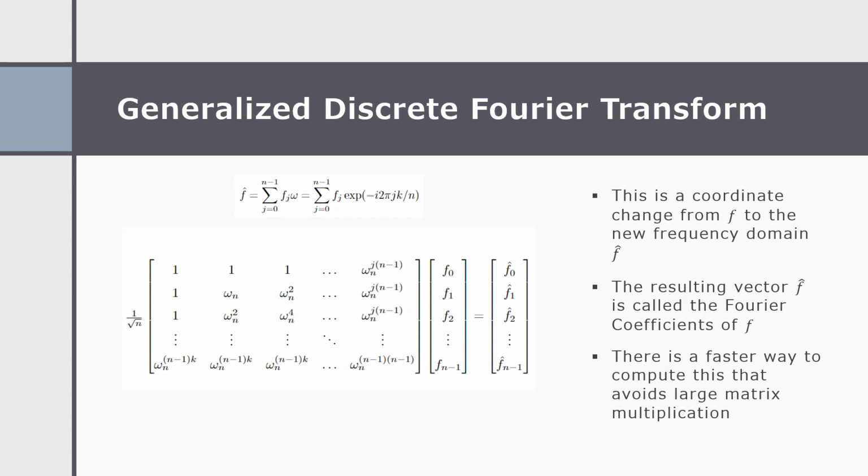Okay, so this is the generalized discrete Fourier transform equation, and you can see that vector f after multiplication will turn into its new frequency domain f hat. f hat is called the Fourier coefficients of f. This works, but as the matrix scales, it gets bogged down in large matrix multiplication. However, there is a faster way.